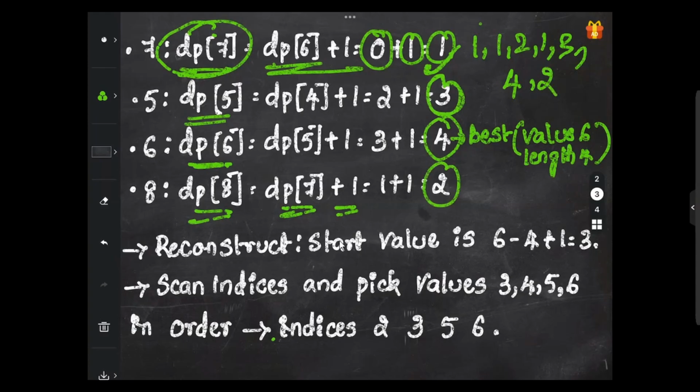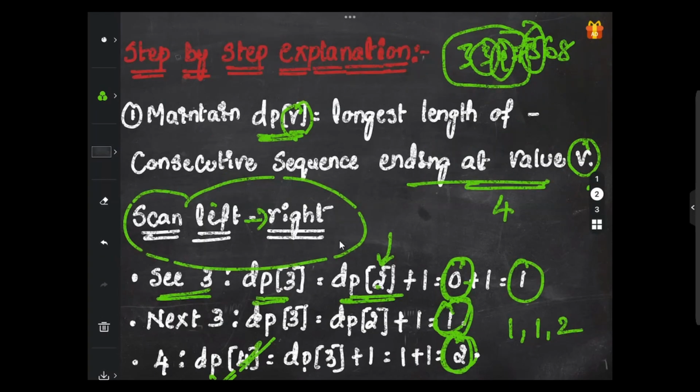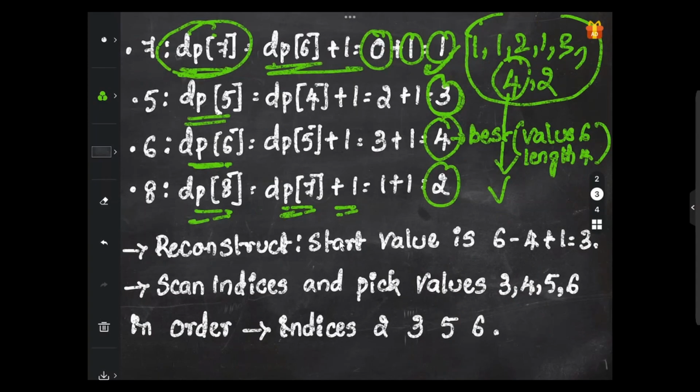So here among this, the maximum one is 4, right? This is the value, basically dp of v, the longest length of the consecutive sequence ending at the value v. This will be basically 4. So we will be returning this v, right? So we got 4 here, 4 as output in the first line.